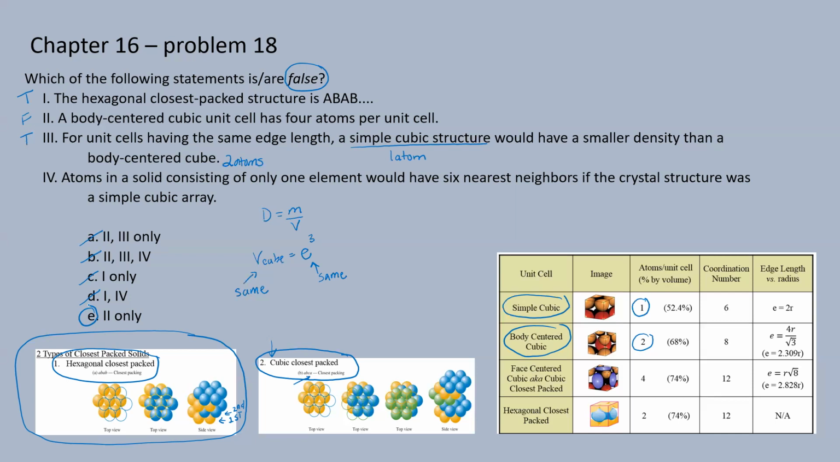Atoms in a solid consisting of only 1 element would have 6 nearest neighbors if the crystal structure was a simple cubic array. So the number of nearest neighbors is called the coordination number. And the coordination number can be either, you could see here, 6, 8, or 12, depending on what type of unit cell. So since it said simple cubic, it is 6. So that's a true statement. And remember, we're looking for false statements. So the only false statement is statement 2.